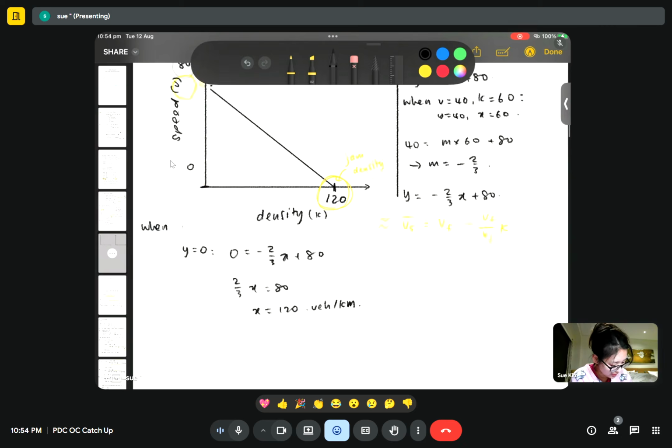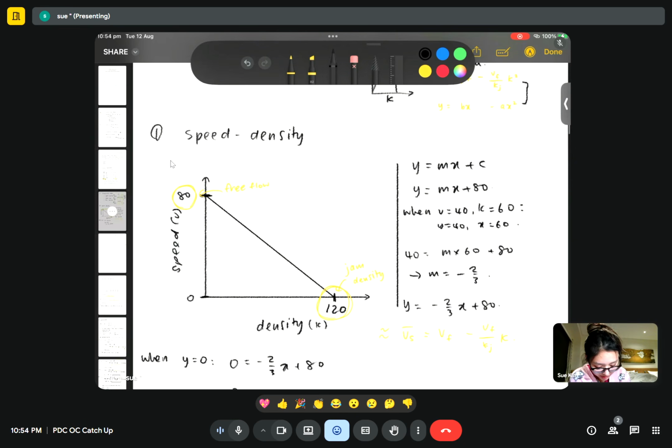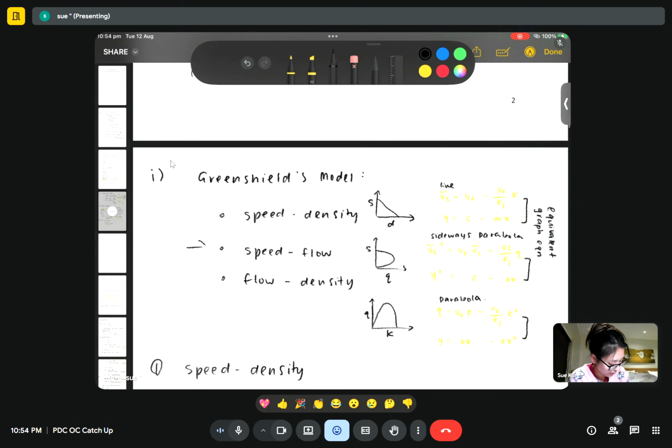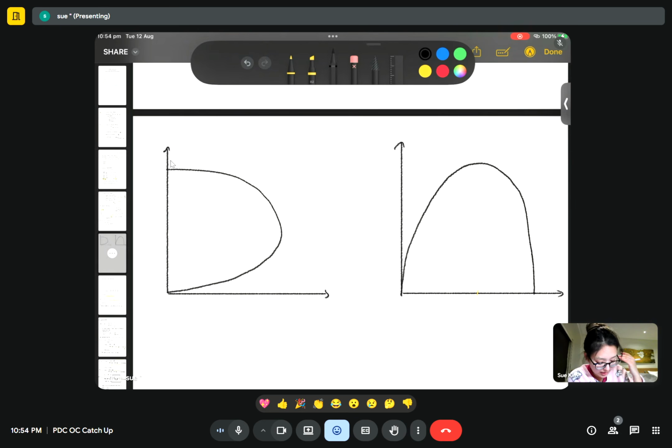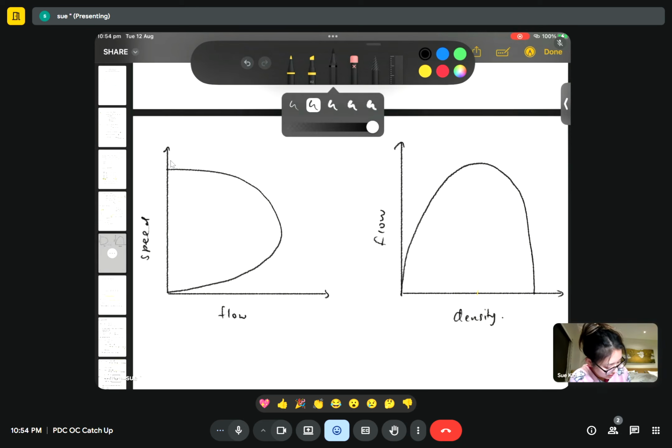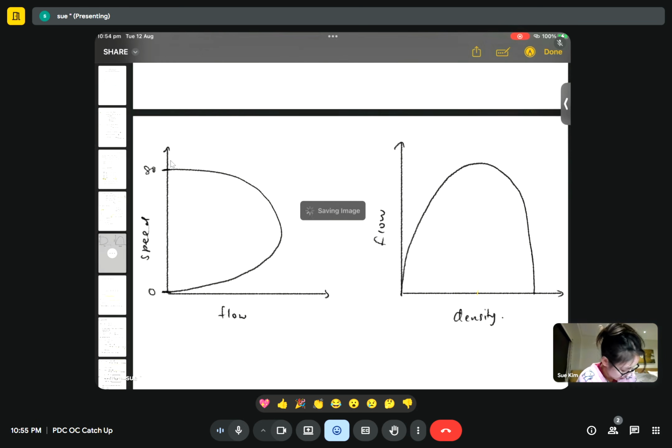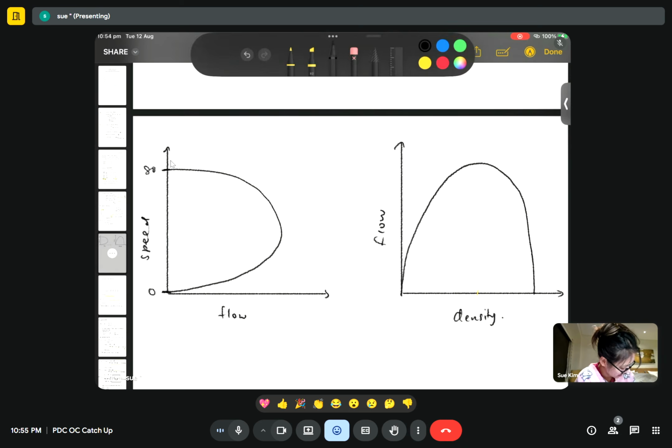Okay, so then that's my speed density graph, and now I'm going to just draw the other two graphs, speed flow and flow density. All I have to do is draw the parabola for those, and I actually have all the values I need now. So this one is speed flow and flow density. Remember our speed ranged from 0 to 80, so I can label that right away. And our density ranged from 0 to 120, which I can fill in there.